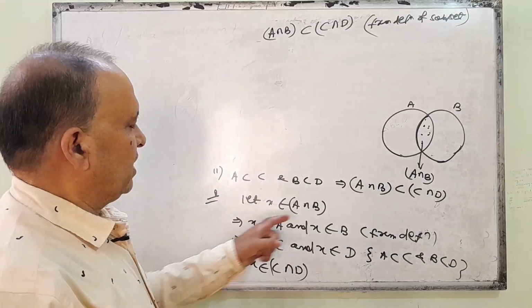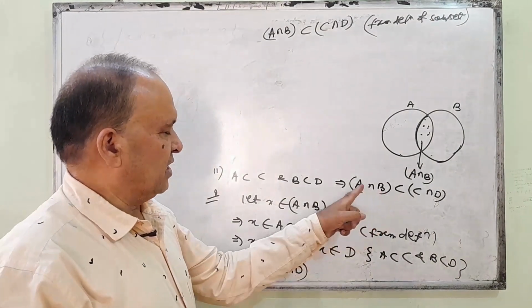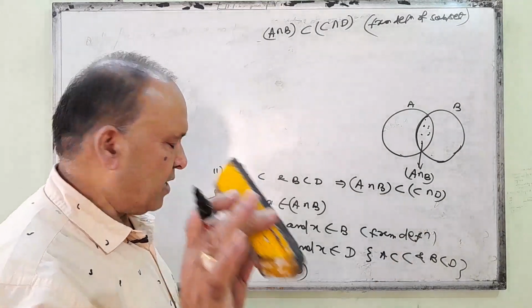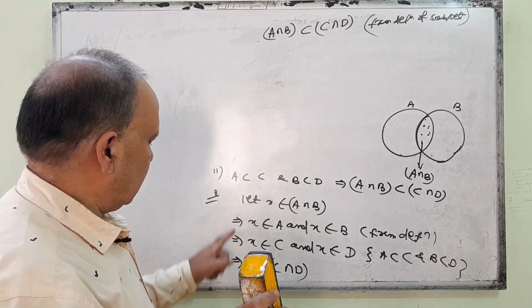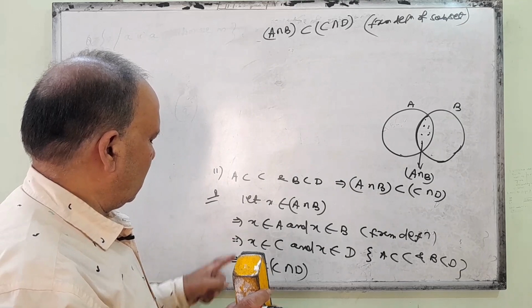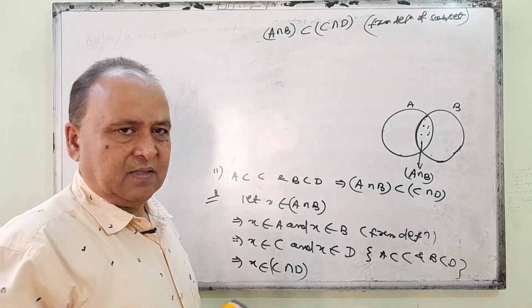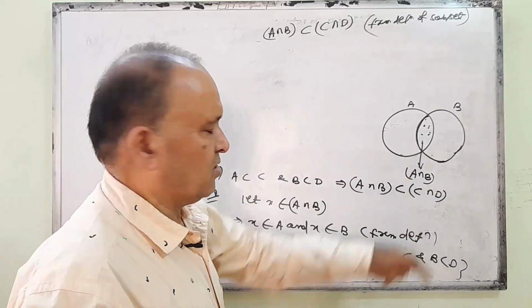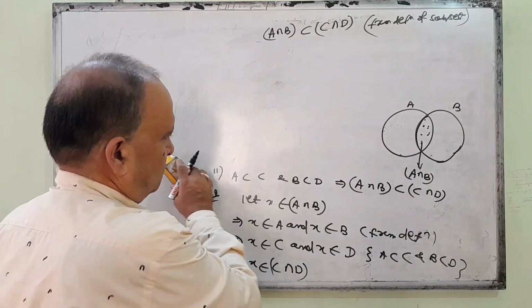You know, if a subset is given, the left hand side is the subset of the right hand side. You remember one thing very strictly, that you always give the implies sign. This implies sign indicates that the left hand side is the subset of the right hand side.